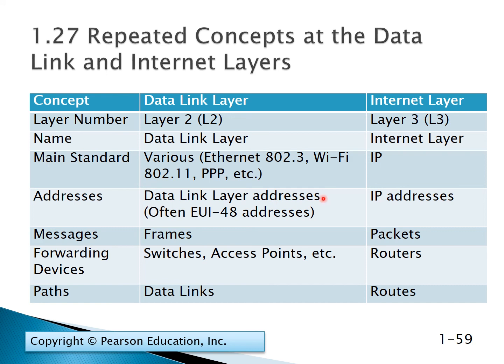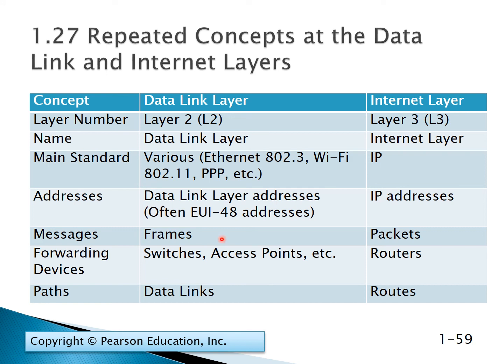For the addresses at the data link layer, they are called data link layer addresses. They are often EUI-48 addresses, but sometimes they can be other addresses. At the internet layer, it must be IP addresses. Although there are also different versions of IP addresses, like IP version 4, which is the old traditional address, and now we have IP version 6, which is the new version of the IP address. They have been around for quite a number of years too.